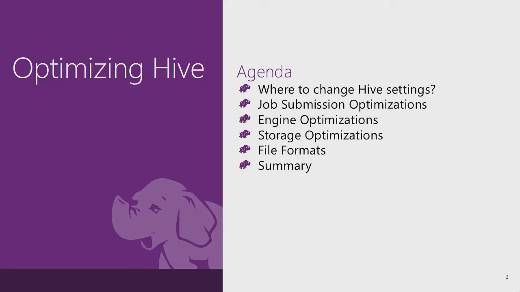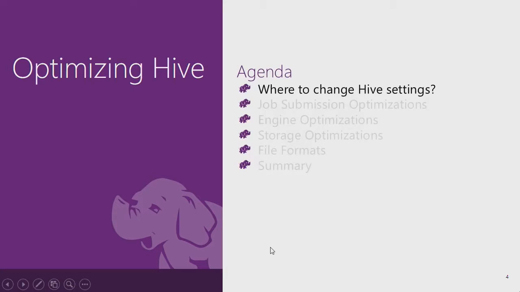Now that we understand the two scenarios, let's talk about how we're going to structure this presentation. We're going to start by learning about where you go to change your Hive settings. Next, we'll talk about optimizations in different layers. We'll start with the job submission layer, then the execution engine layer, the storage optimization layer, the file format layer, and we'll end with a summary.